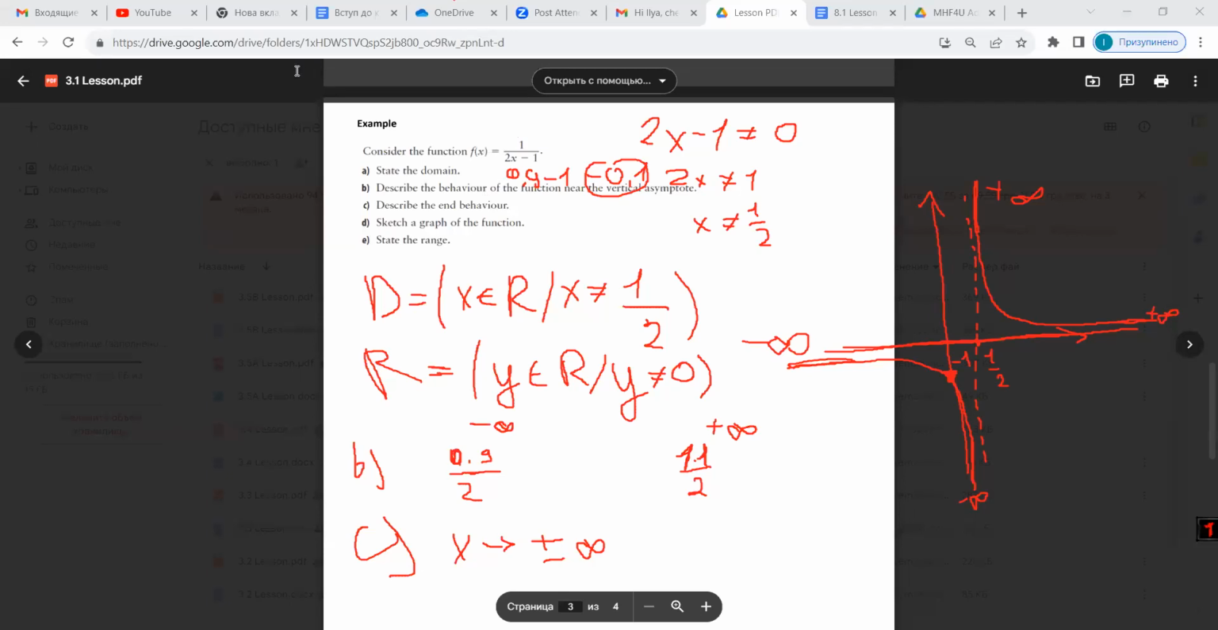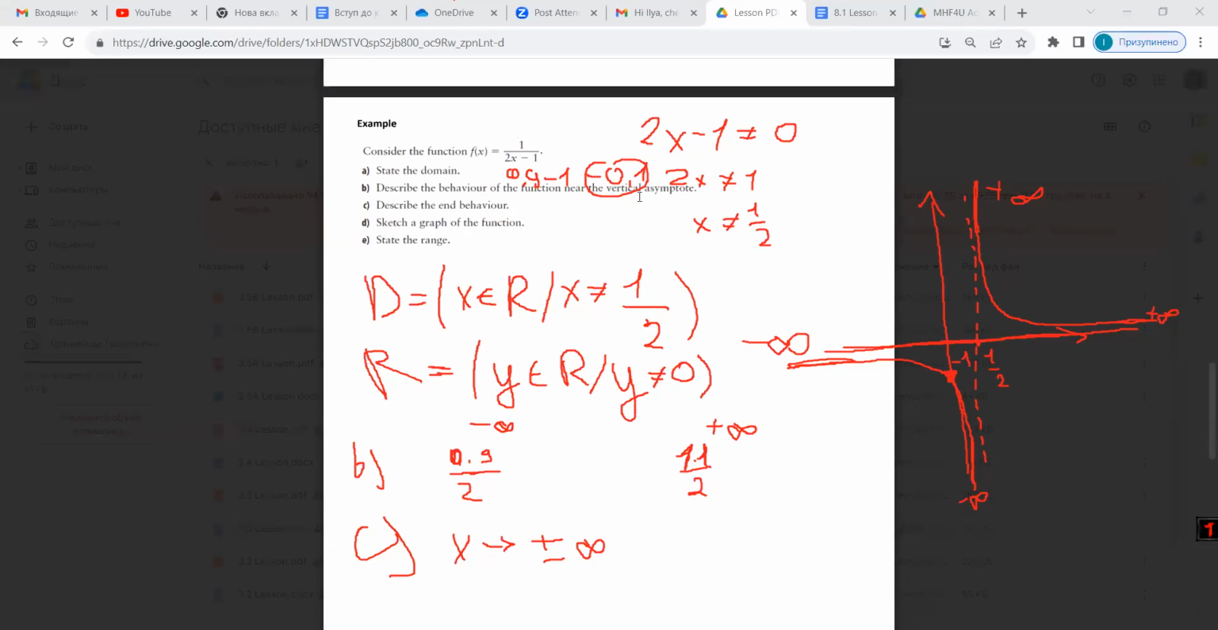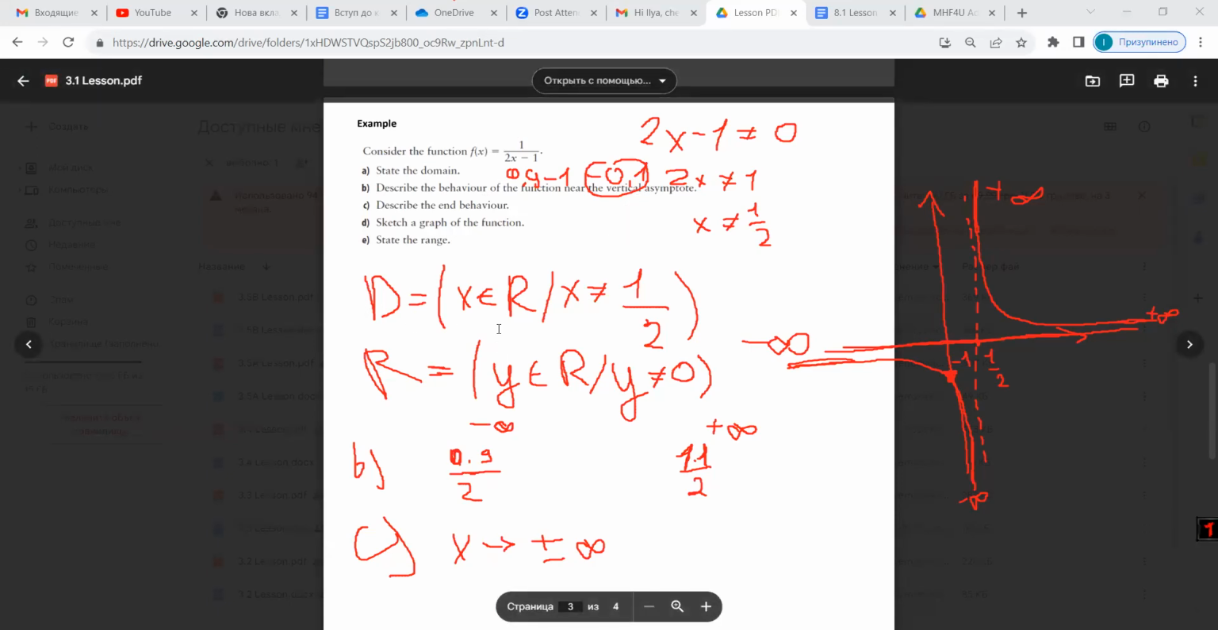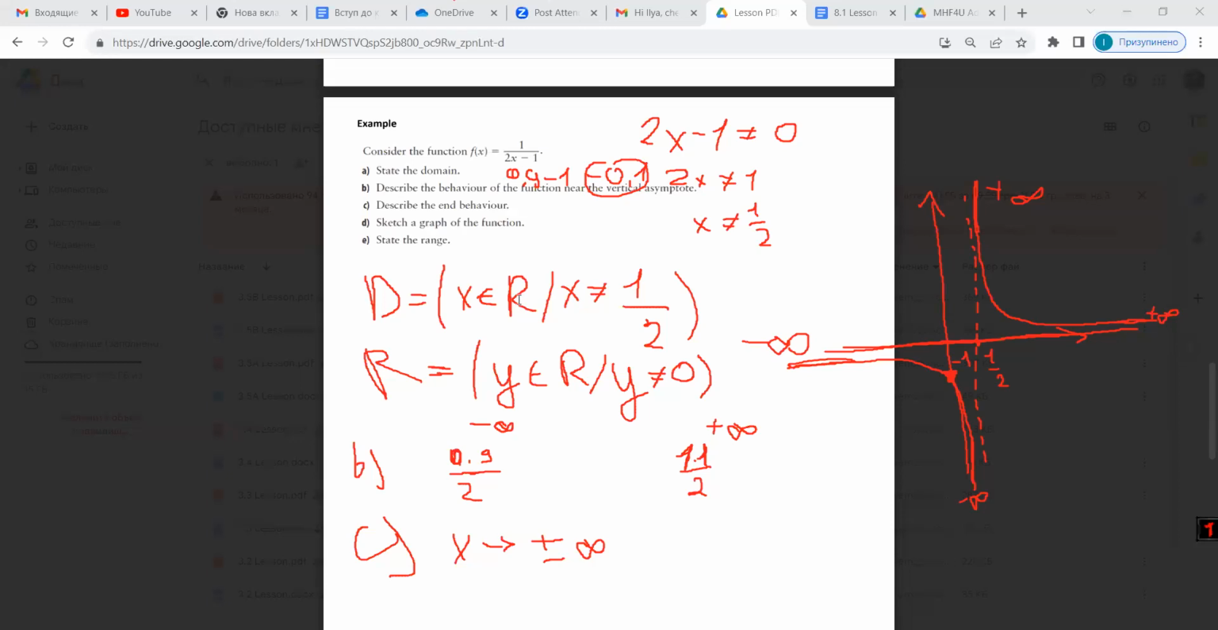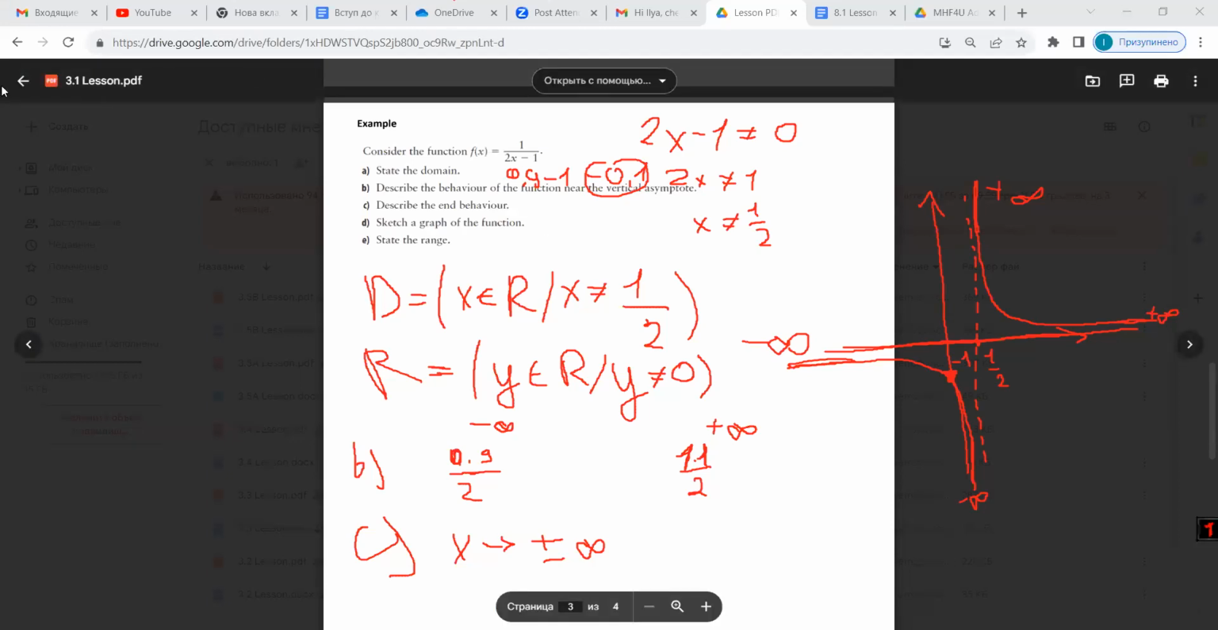Any questions on how to sketch rational functions? On how to analyze them? Okay, I treat it as no questions.